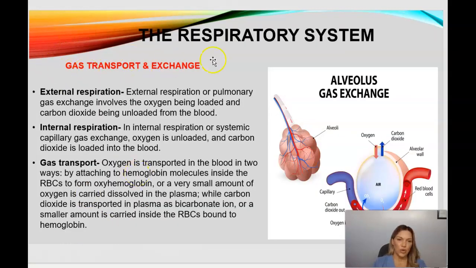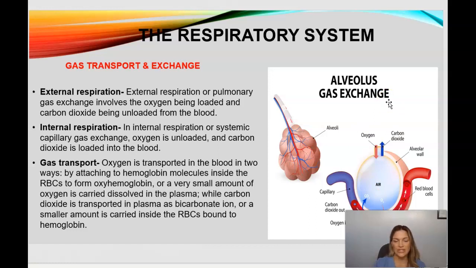So, gas transport and exchange. We touched on this 2 slides back in the respiratory zone. This is just a little bit more detail about it. Of course, we have the alveoli here again, and this is a diagram of actual gas exchange, meaning the pickup of oxygen and the waste of carbon dioxide. External respiration, or pulmonary gas exchange, involves the oxygen being loaded here and the carbon dioxide being unloaded here.